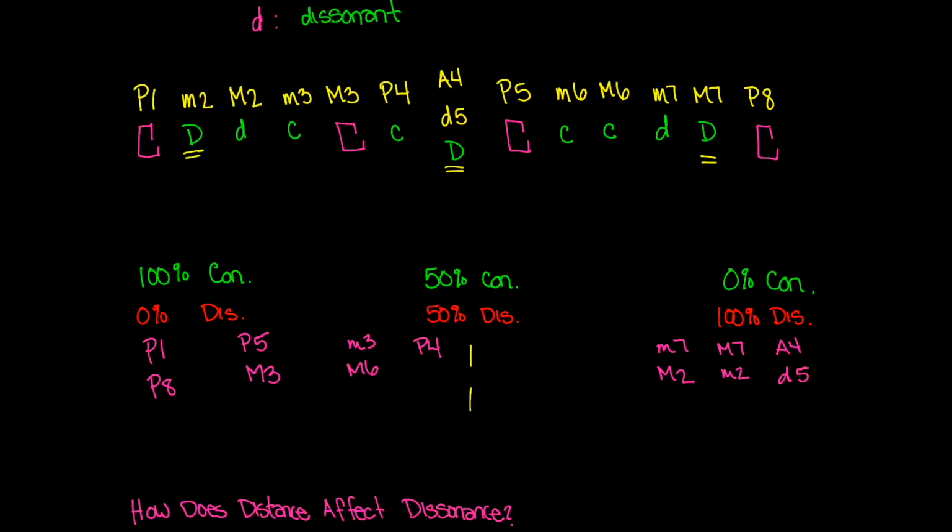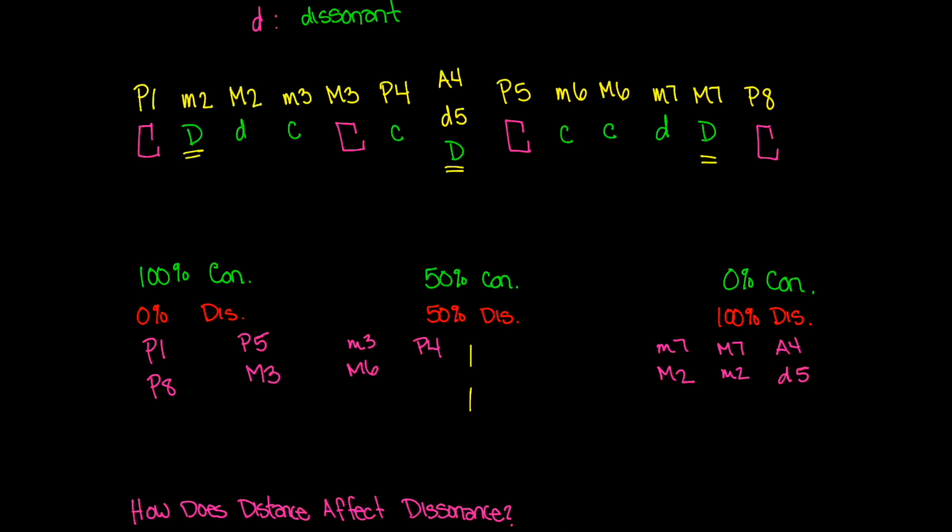You can't argue with that: a P1 is more consonant than a minor third, a major third is more consonant than a minor third, and a P5 is more consonant than a minor third. Those are irrefutable facts. A P5 is more consonant than a minor 6 or a major 6 or a minor 7 or a major 7. Irrefutable facts. Major 7 is more dissonant than minor 7, major 6, minor 6, and so on and so forth. Irrefutable facts, okay? So those are kind of the big tenets to think about.